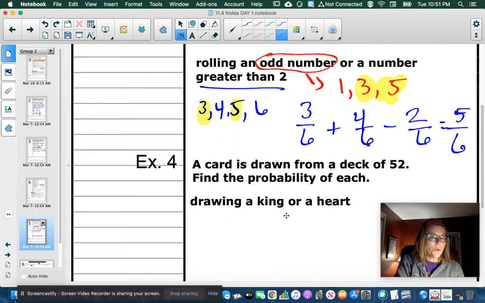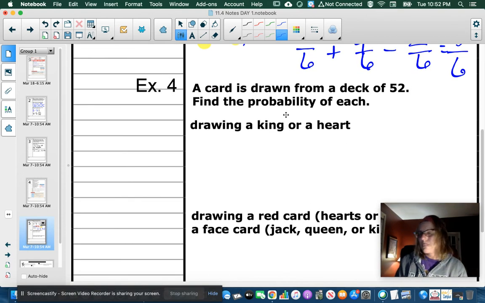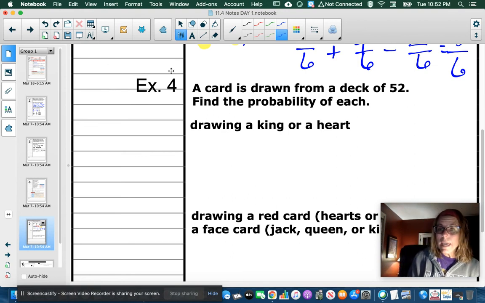Example 4, we're going to do in class. The second one, the first one we're going to do right now. A card is drawn from a deck of 52. Find the probability of drawing a king or a heart.